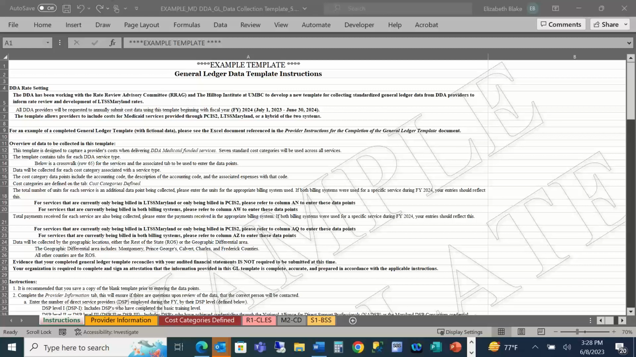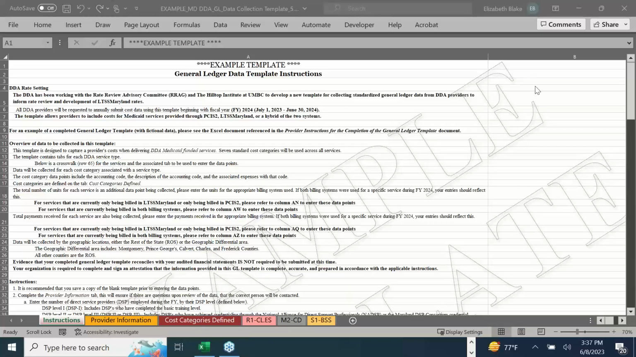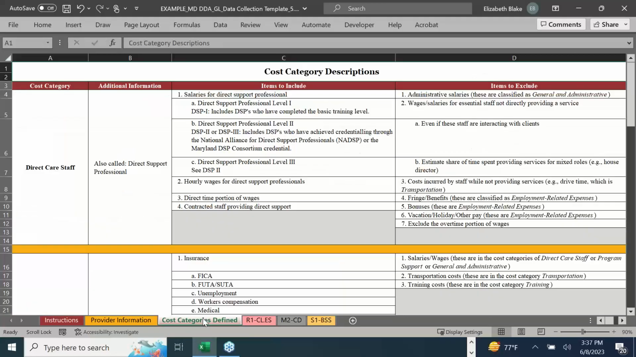Can you review the expense categories definitions a bit more to include what is excluded? Sure. Elizabeth, do you want to go ahead and share the example template again, and we can walk through the cost categories defined tab? Yes. Let me share my screen. Let me know when you can see the example template. We can see it, thanks. Okay, perfect. So here's the cost category descriptions tab.